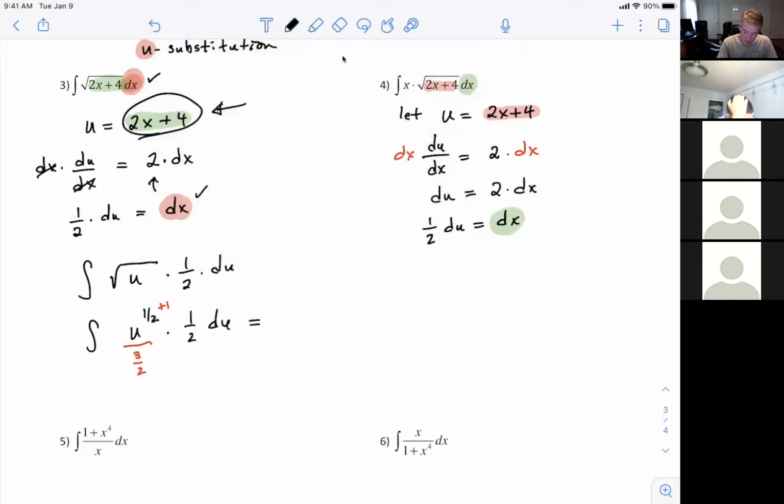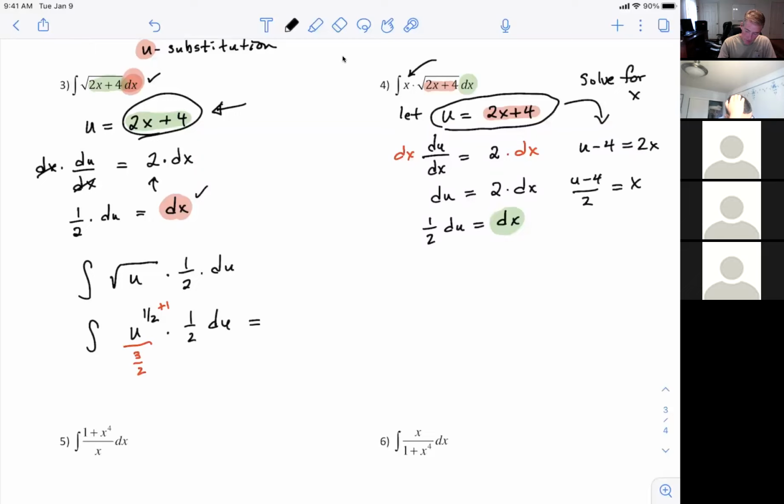But on this one, it then has an extra x, and I have to figure out what to put for x. Well, that's going to come from this step right here. We're going to need to solve for x. So I could subtract 4 from both sides. So u minus 4 equals 2x. And then divide both sides by 2. So u minus 4 divided by 2, that is what x equals.